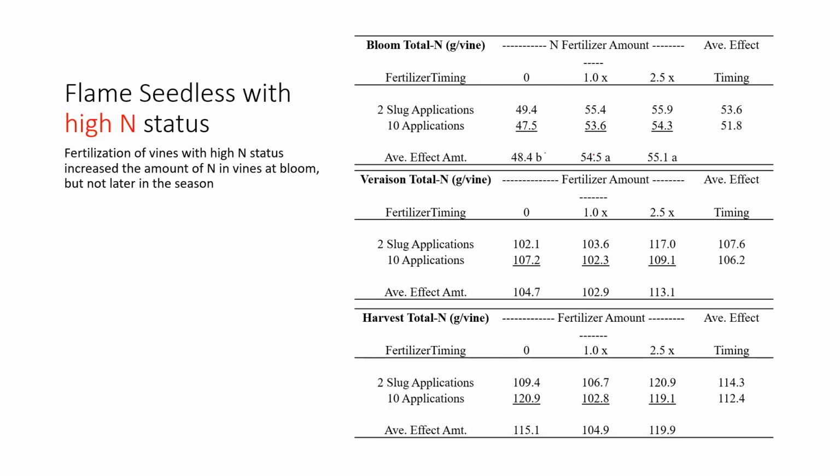Going from 0 to the replacement amount to an excess amount, we did increase the total amount of nitrogen, at least once we started fertilizing at bloom. But once we got into veraison, which is this table here, or harvest, applying more fertilizer didn't increase the amount of N in the vines. So only in the early part of the season did we see that effect.